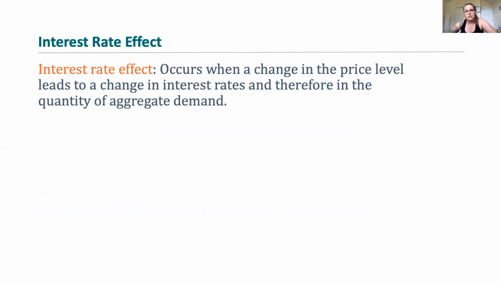The next reason why aggregate demand has a negative slope is because of the interest rate effect. So I just want to remind you here, there's a cost to borrowing, right? Higher interest rates means that taking out a loan is more expensive because that's the cost of borrowing that money. And when fewer people are taking out loans, this decreases overall economic activity in sectors that are sensitive to interest rates. So the interest rate effect occurs when a change in the price level leads to a change in interest rates, and therefore will affect the I in this equation, investment.